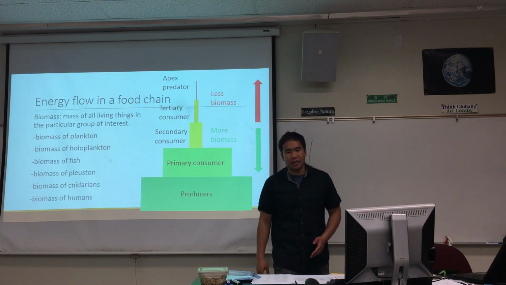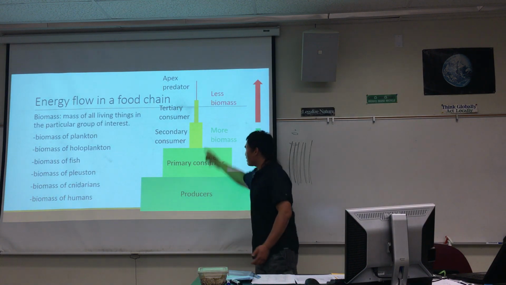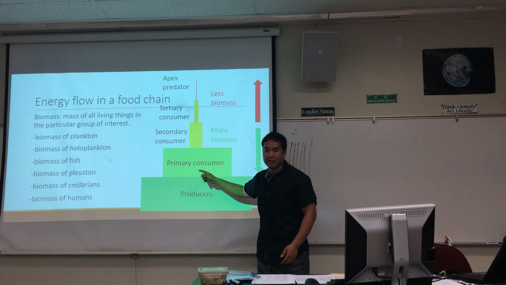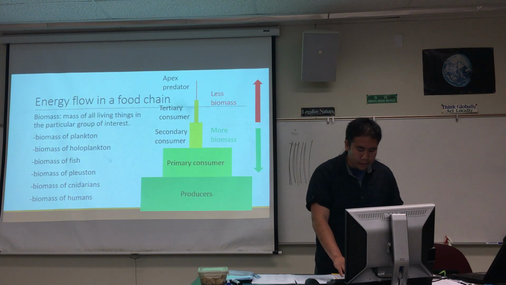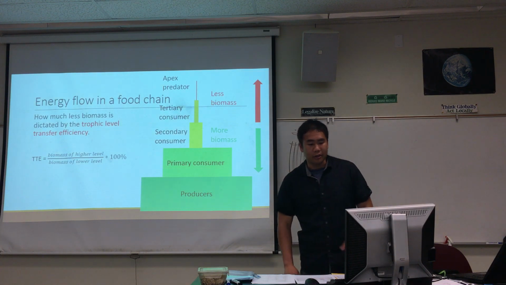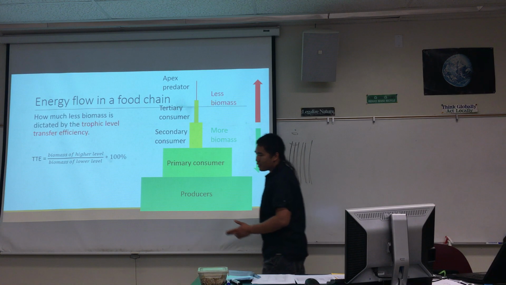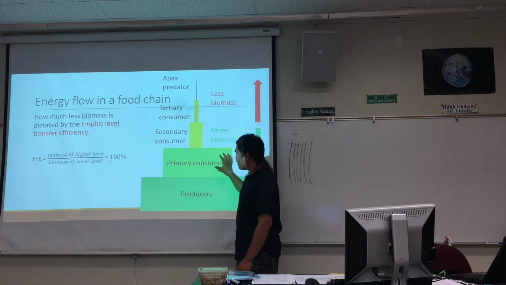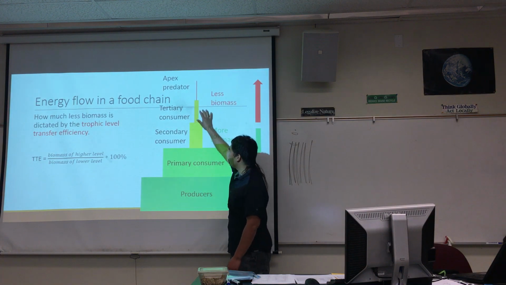Now here's the new question. How much greater is it? Or the other way around, how much less secondary consumers are there than this? All right, we can figure that out if we had some numbers, right? We can use this equation here called the trophic level transfer efficiency. Trophic level transfer efficiency talks about how much of the food energy here ends up here, and how much of the food energy here ends up here.